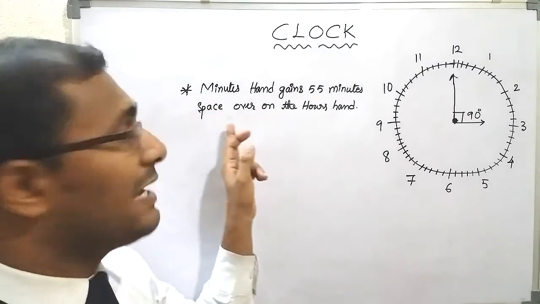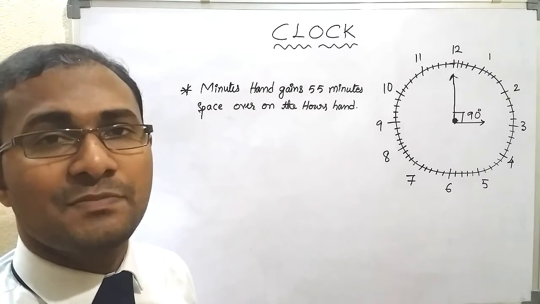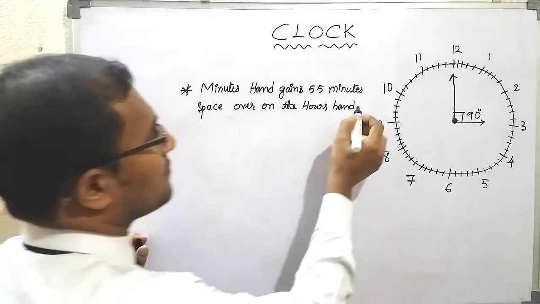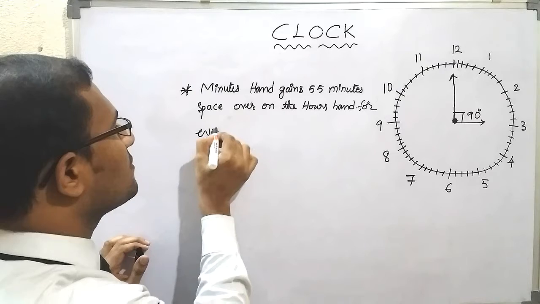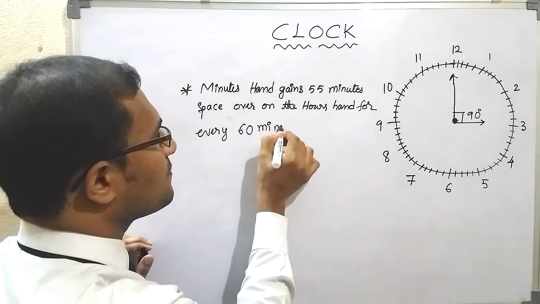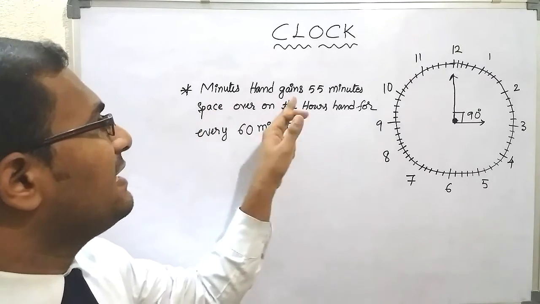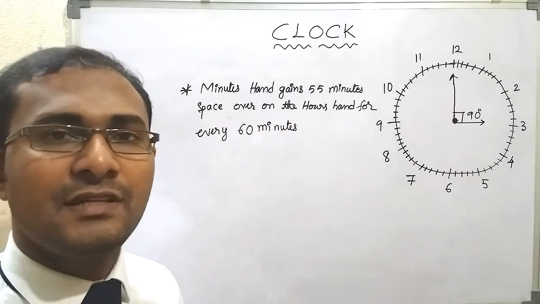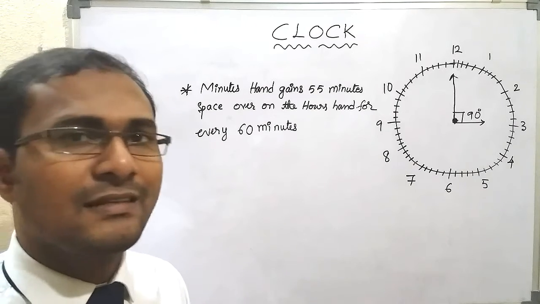Now let us see one more point. Here I have written that point: the minutes hand gains 55 minutes space over the hours hand for every 60 minutes. So what is the point? The minutes hand gains 55 minutes space over the hours hand for every 60 minutes. What does it mean actually? Let me explain it in a clear way.